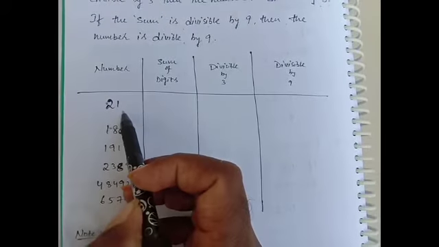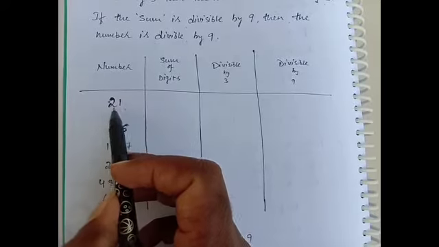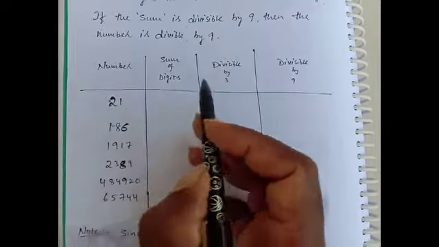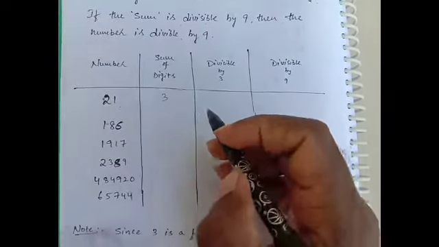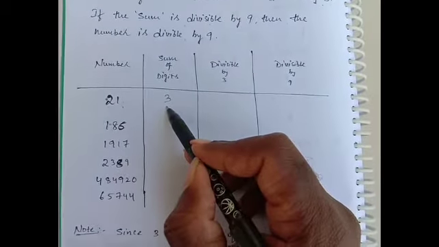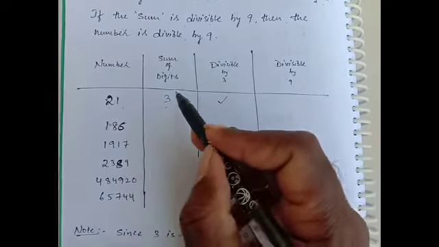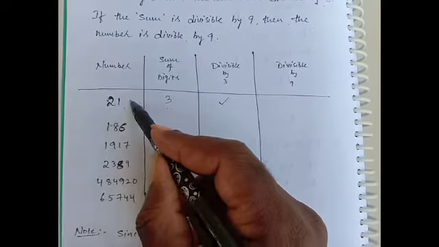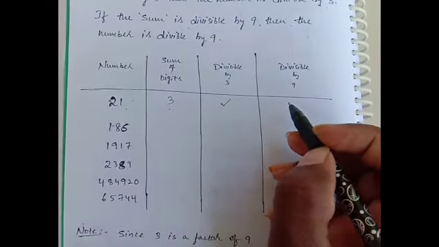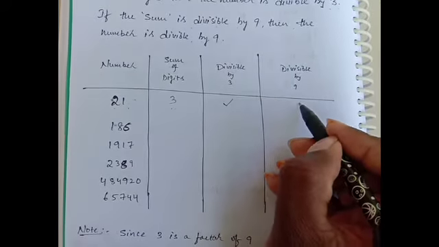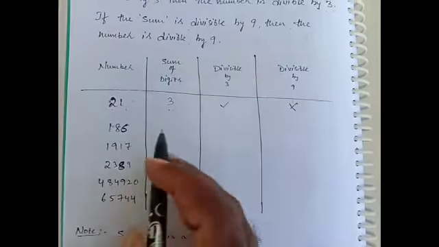Here the number 21. Just add the digits of this number. The sum of these digits is 2 plus 1, 3. And check whether this sum is divisible by 3 or not. Yes, 3 is divisible by 3, hence this number is divisible by 3. And check whether this number is divisible by 9 or not. No, 3 is not divisible by 9, hence 21 is not divisible by 9.